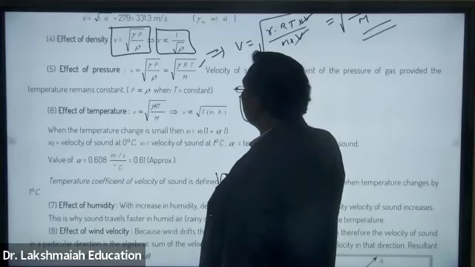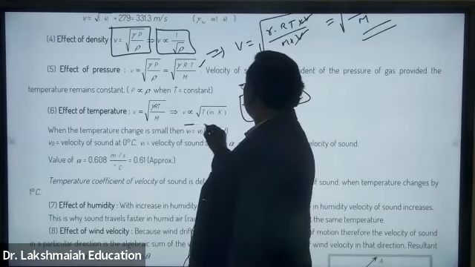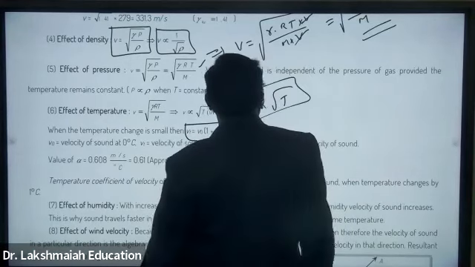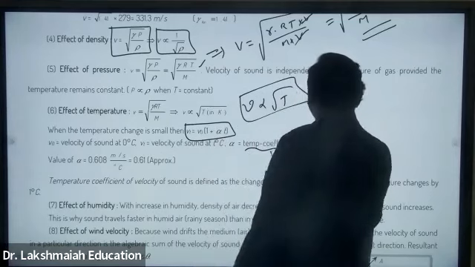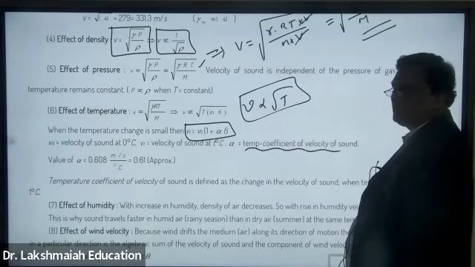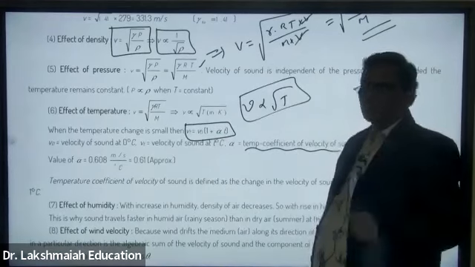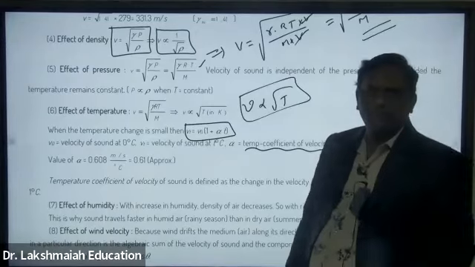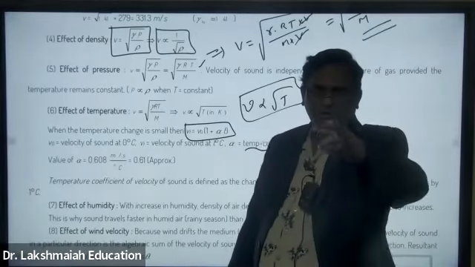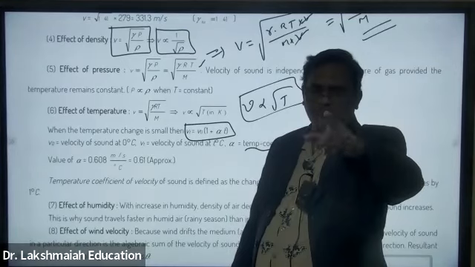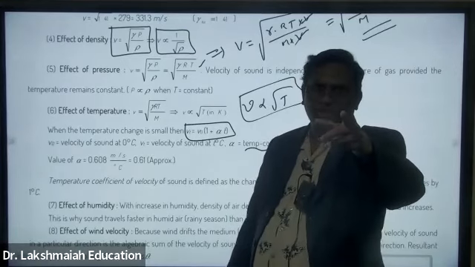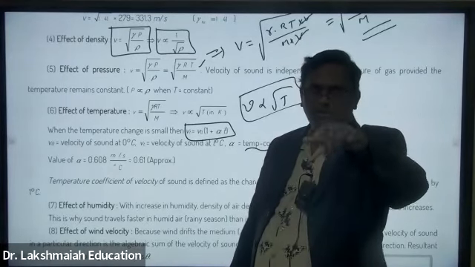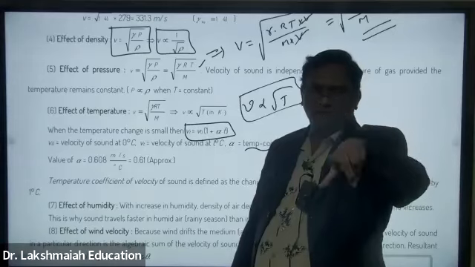So velocity of sound we can write like this also. Alpha is the temperature coefficient of velocity of sound. I told you that the velocity of sound is highly sensitive to the temperature. Keep this point, please, all of you. Because of that, we have to give more respect to the temperature in case of the velocity of sound.